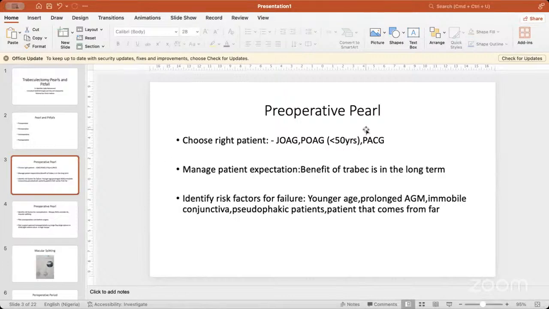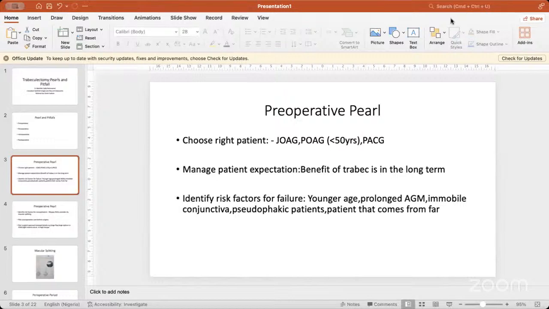And if you have a case of PAC, you also need to think twice. If you can do a lens combined procedure, it's better. If you can remove the lens or combine surgery, it's better. But if you are going for trabeculectomy in PACG patients, you also need to know that PACG patients are not a very good candidate for trabeculectomy, according to my own experience and also most of what's reported in the literature.